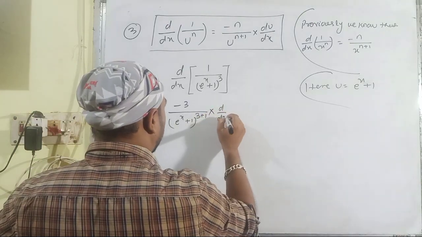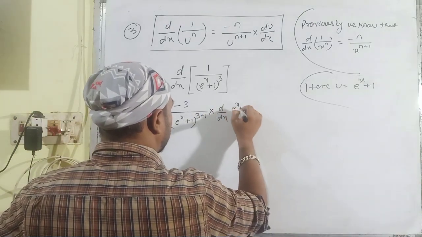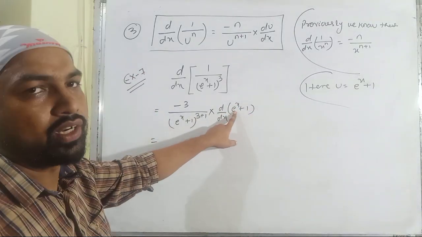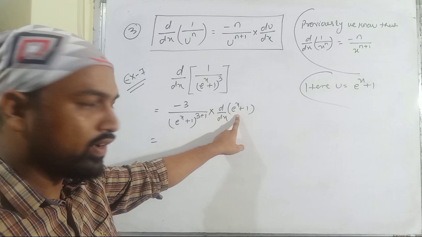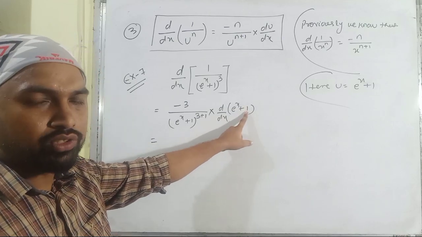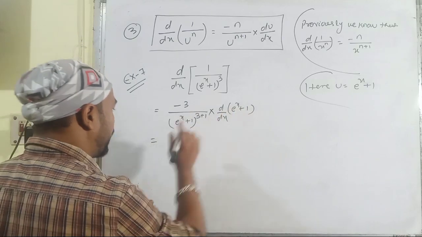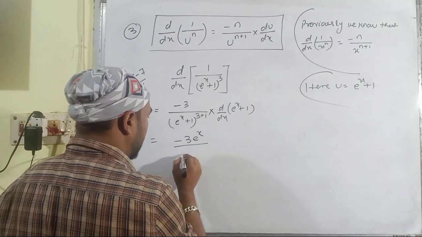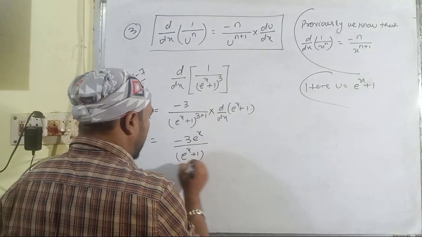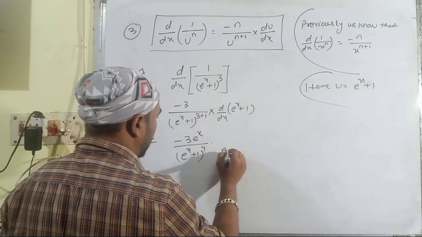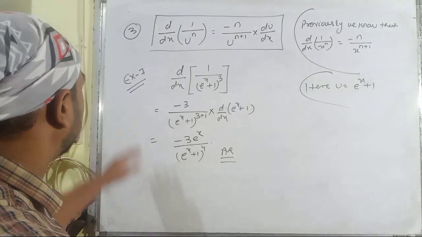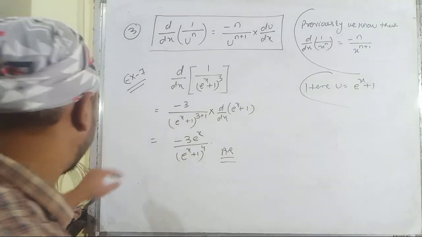Again multiplied by the differentiation of u, which is e to the power x plus 1. Differentiation of e to the power x is the genuine formula, it is e to the power x. Differentiation of a constant, which is 1, is 0, so it will be e to the power x. So the result will be minus 3 e to the power x divided by e to the power x plus 1 whole to the power 4, and this is the answer. Then moving to the example number 8.